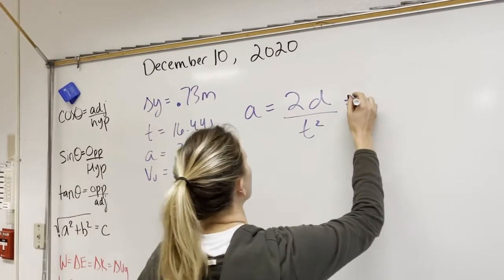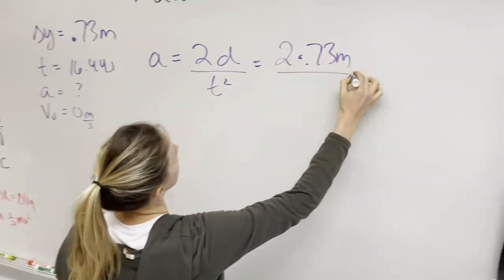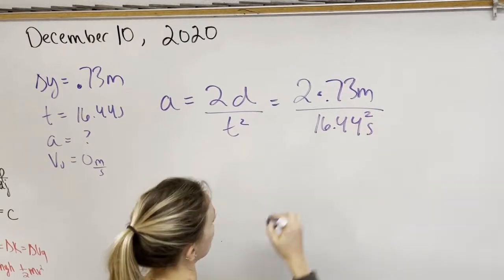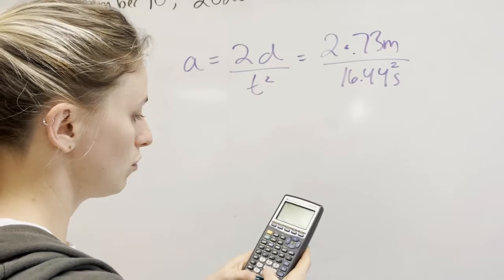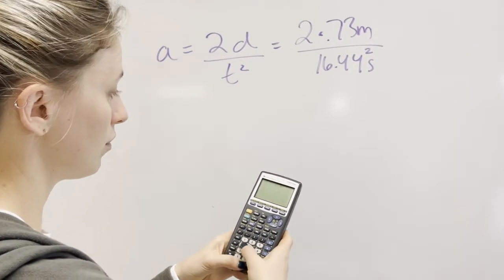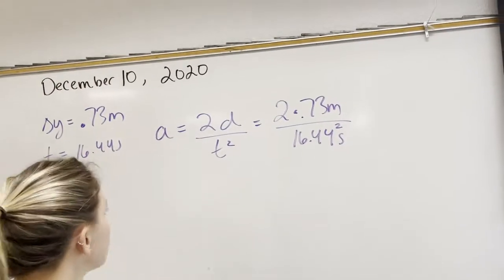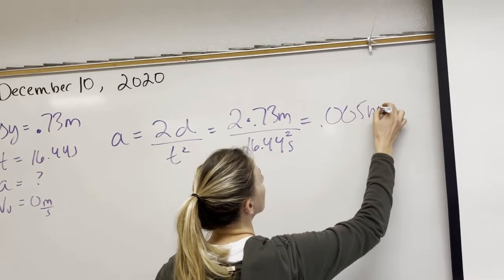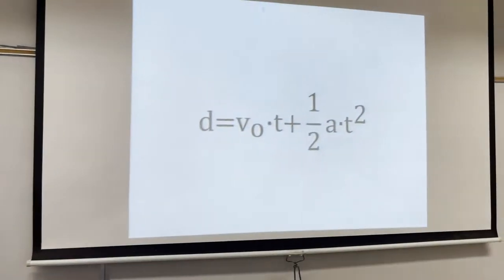So let's go ahead and do 2 times 0.73 meters divided by 16.44 seconds squared. Okay, so we've got 2 times 0.73 divided by 16.44 squared, and I get 0.005. So the acceleration is 0.005 meters per second squared. All right. Great. So we found the acceleration.